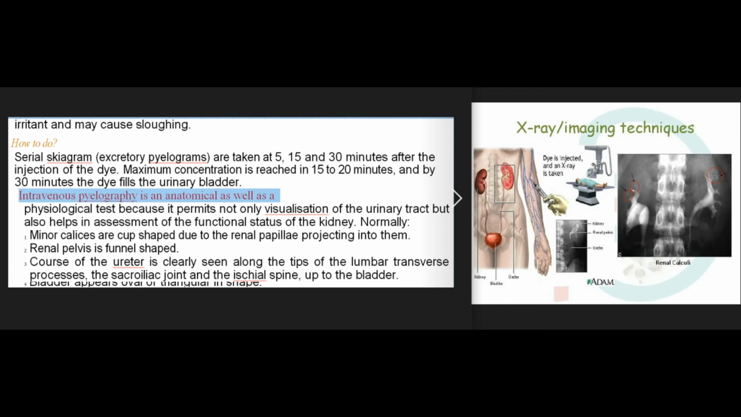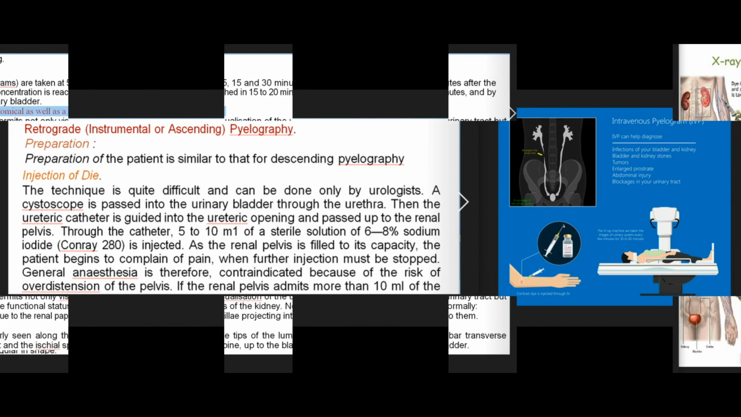Normally, 1. Minor calyces are cup-shaped due to the renal papillae projecting into them. 2. Renal pelvis is funnel-shaped. 3. Course of the ureter is clearly seen along the tips of the lumbar transverse processes, the sacroiliac joint and the ischial spine, up to the bladder. 4. Bladder appears oval or triangular in shape.